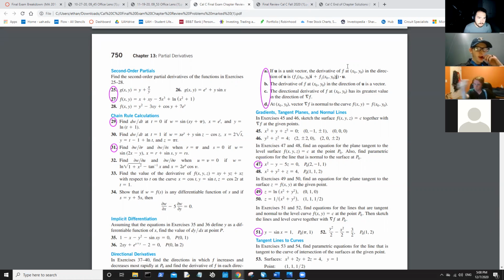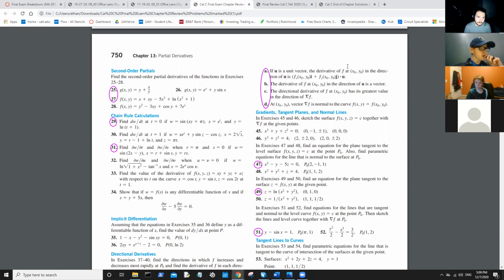If u is a unit vector, the derivative of f at a given point in the direction of u is f_x at the point times i plus f_y at the point times j, dotted with u. Oh, okay, I see what it's asking. It's essentially asking whether the derivative of f at a given point in the direction of u is represented by the formula it gives, which is the gradient of f at the given point, dotted with the given unit vector u. And isn't that exactly the definition of the directional derivative?